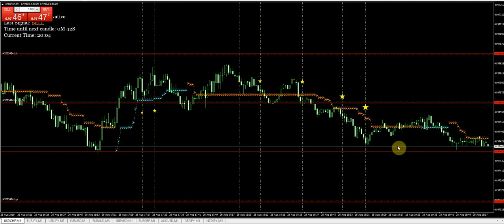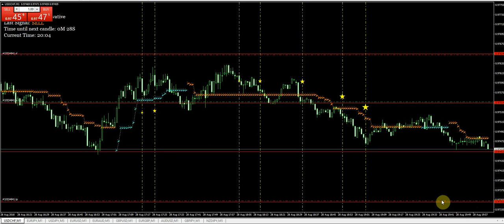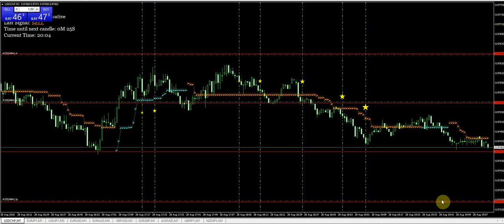Like I said earlier, I really do think if we can push past this level, we'll get a nice run potentially down to our 20 pip take profit. So we'll just wait and see what happens. But we definitely have some support here.